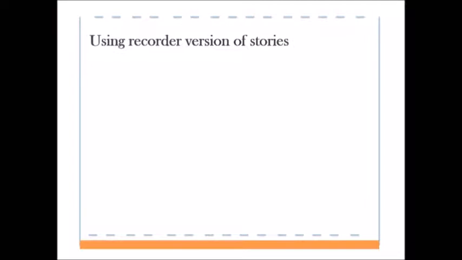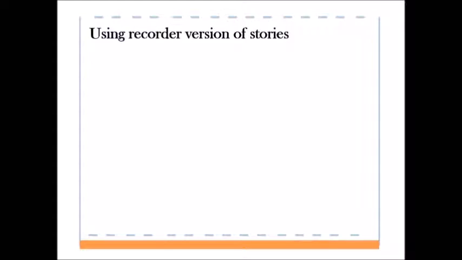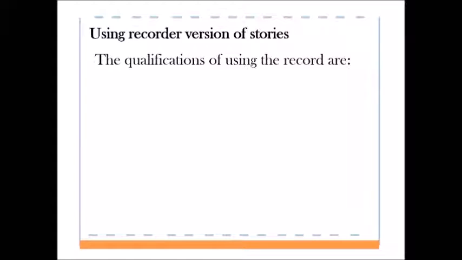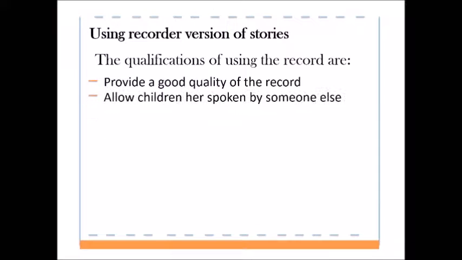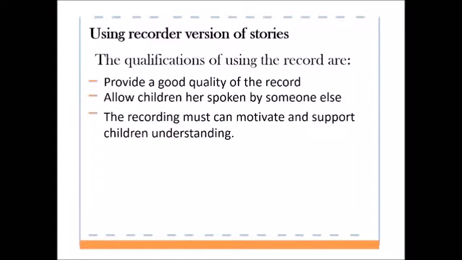And the next is using recorded versions of stories. The qualifications of using a recording are: the first is to provide a good quality recording. It means the recording must provide a pronunciation guide for certain words as well as for sentence stress, intonation patterns, and rhythm. And the next is it allows the children to hear English spoken by someone else. And the next is the recording must motivate and support children's understanding, so it can help the children to guess the meaning of unknown words.